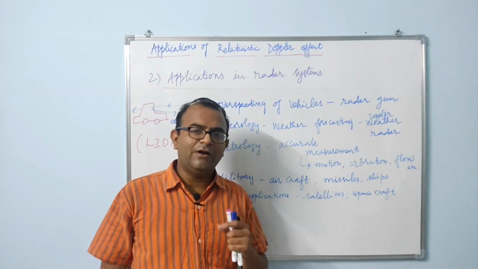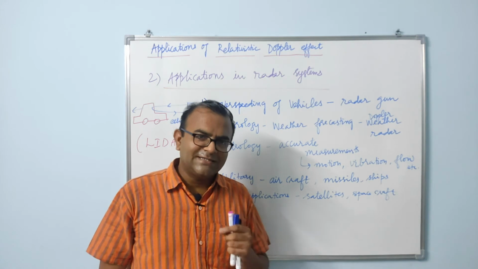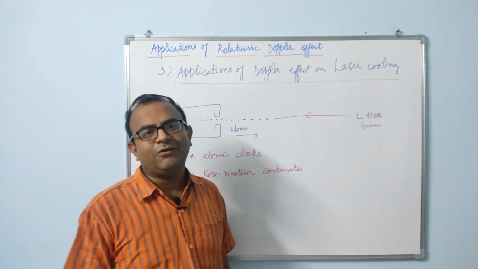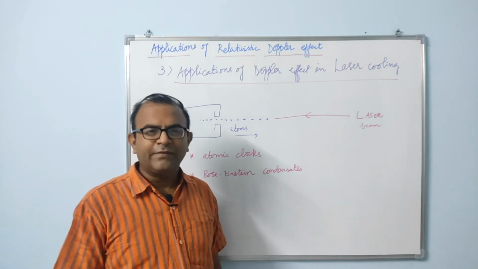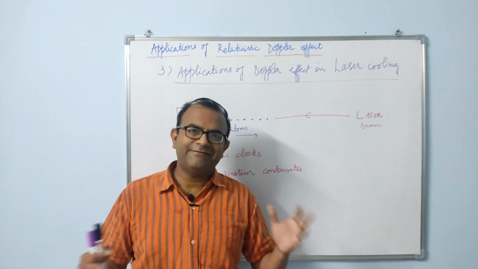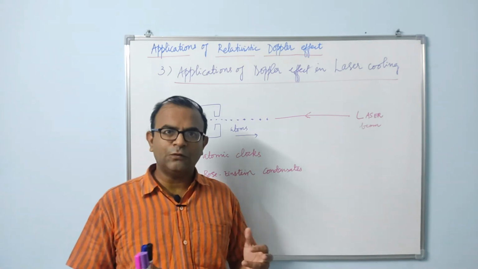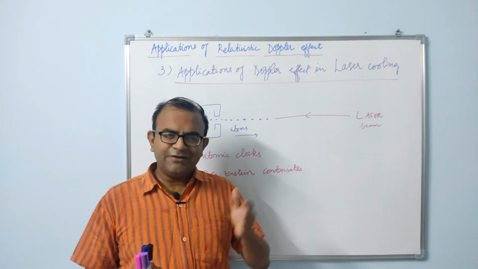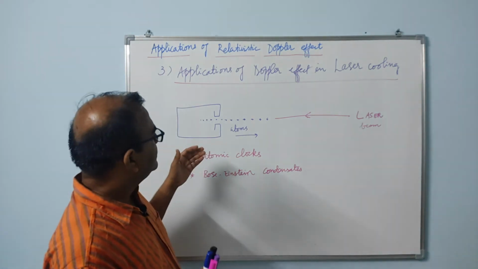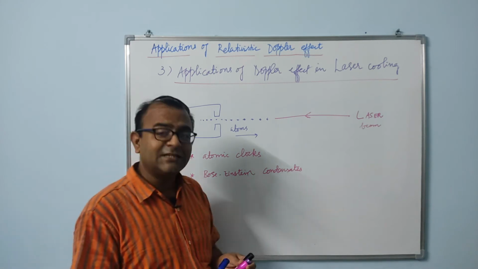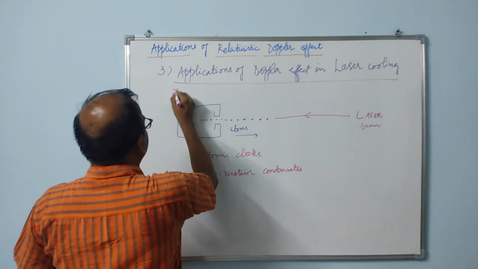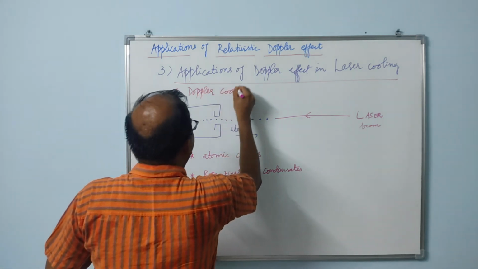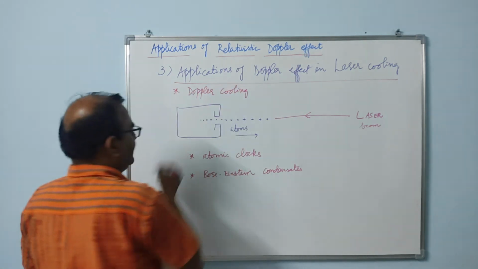Particularly, there is a technique called Doppler cooling. We'll discuss that now. Okay, our final application is application of Doppler effect in laser cooling. Laser cooling involves a lot of different techniques, such as, for example, Sisyphus cooling, evaporative cooling, and so on and so forth. Among the different stages, there is a particular stage where it is specifically called Doppler cooling, because the idea of Doppler shift is used here. So that particular technique involves Doppler effect.